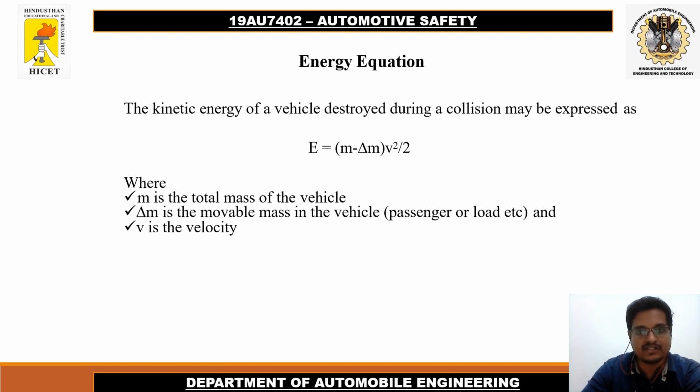Basically, it is a kinetic energy equation like half m v square, where it is slightly modified: m is nothing but the total mass of a vehicle and del m is the movable mass in the vehicle, that is passenger or load, etc., and v is nothing but the velocity at which the vehicle is traveling. So by this equation we can calculate how much kinetic energy is developed on a vehicle when it is moving.